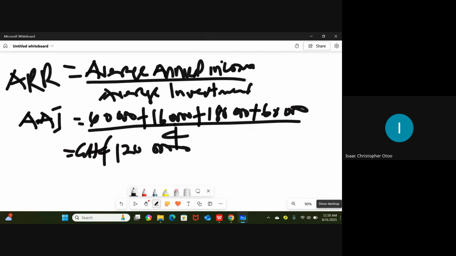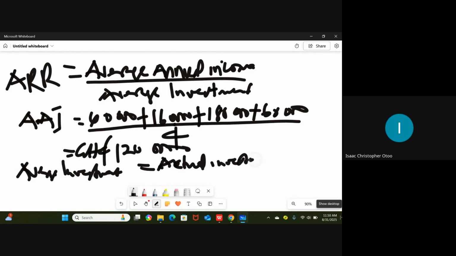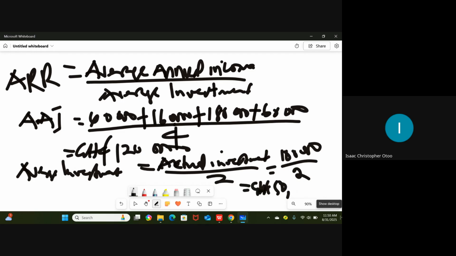Then let's find the average investment. The average investment is the actual investment over 2, if there's a scrap value, but the question does not have a scrap value. So the actual investment was 100,000 divided by 2. So the average investment will be 50,000. Now we can substitute into the formula.